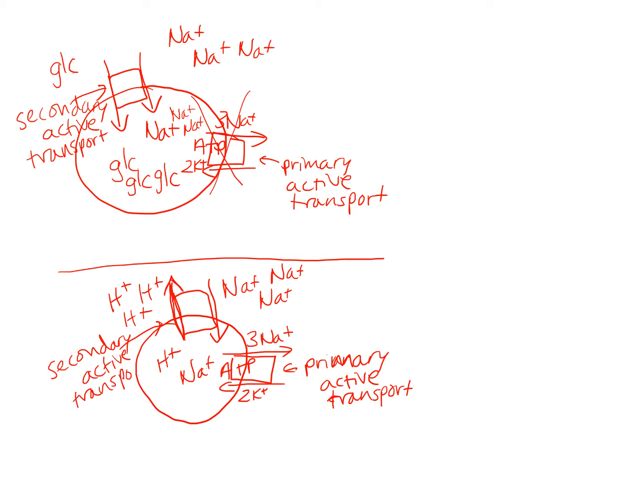And again, notice that there's no ATP in this picture. We're going to be indirectly using energy. We had to use energy with primary active transport to set up the sodium concentration gradient, which allows secondary active transport to work.